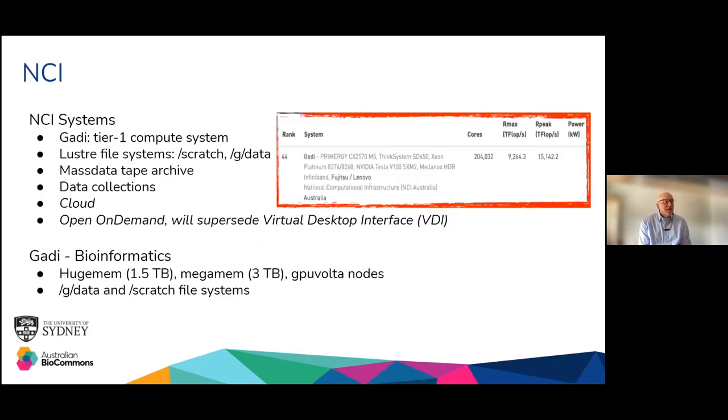Next slide, please. So in terms of offerings, our primary offerings are Gadi, our current tier one compute system. Gadi itself is one part of a combined system that includes Lustre file systems and a mass data tape archive. And this constitutes our primary HPC capability. Ancillary capabilities are available as well. There are a set of national data collections that are held on our file systems and managed by a group at NCI. There are also cloud and the Open OnDemand service.